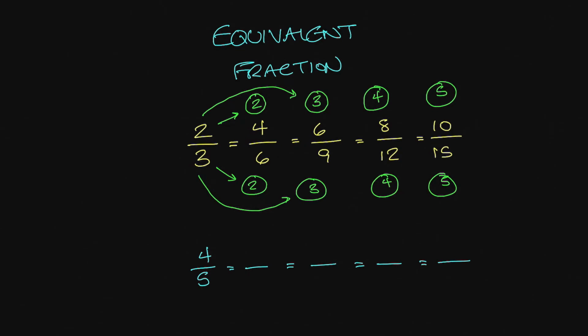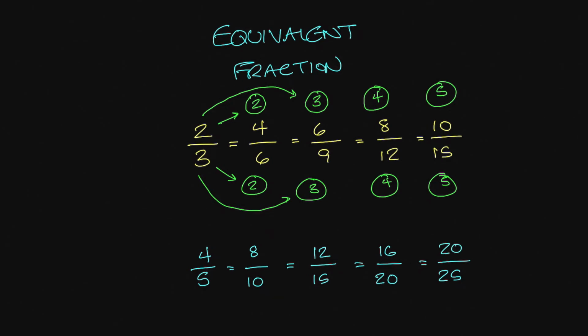I'm going to start with, and it doesn't matter if you start with the numerator or denominator. In the first example, I started with the numerator. In this example, I'll start with the denominator. And I'm going to go, okay, 5, 10, 15, 20, 25. Then I'll go to the numerator, and I'm going to skip count the same. 4, 8, 12, 16, 20.